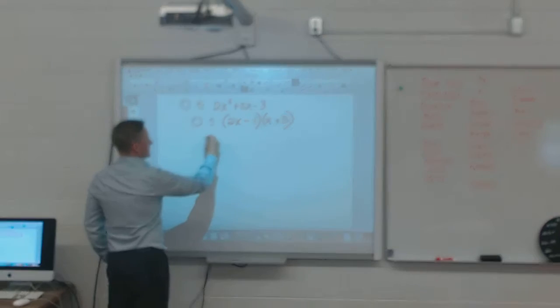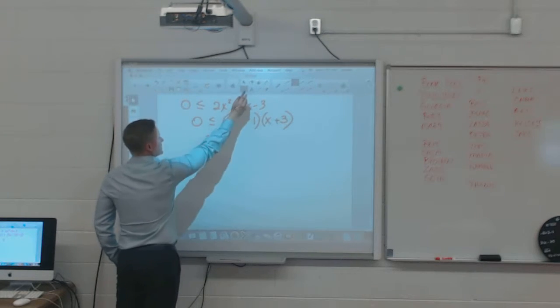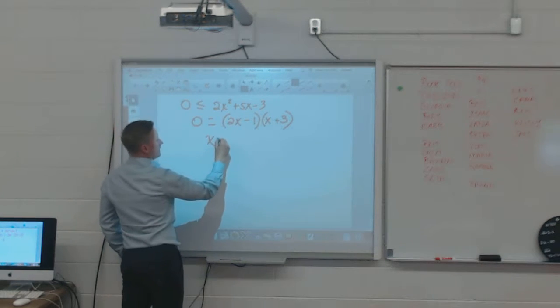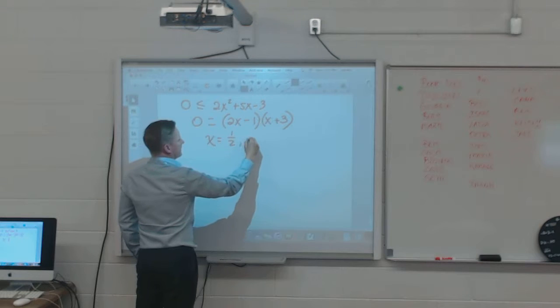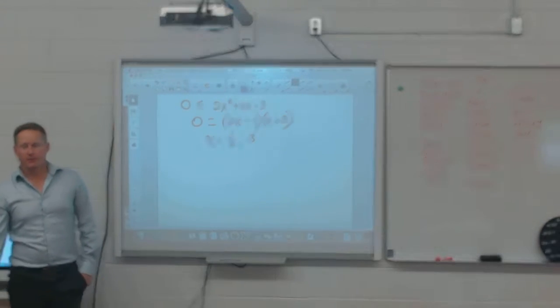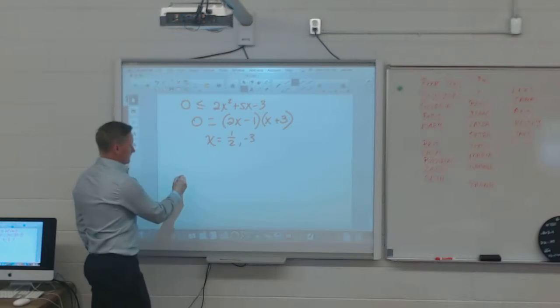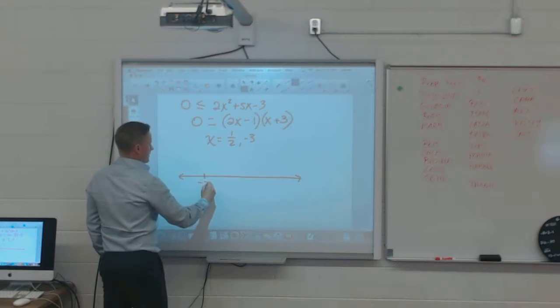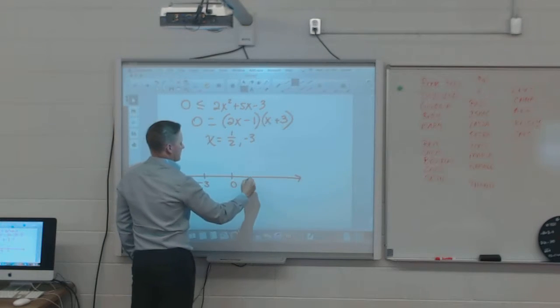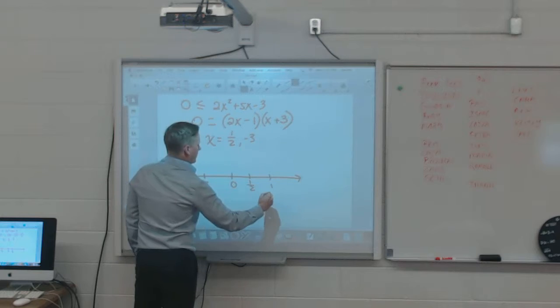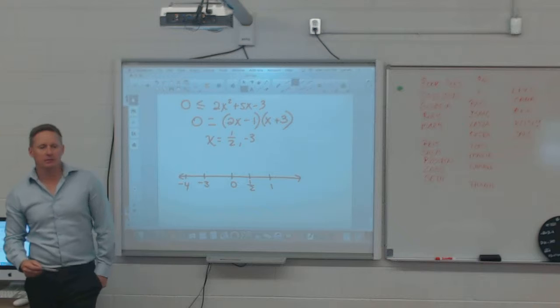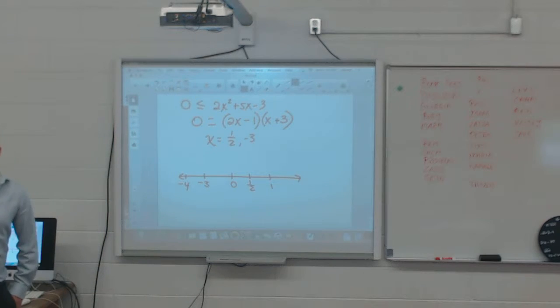Okay, so my x-intercepts then are, well, first thing I did was change the inequality to equals, and then I found it. So x is equal to 1/2 and -3. So then what I did is I took my number line. So I have -3 right here, 0, 1/2, 1, -4. And I substitute into my original equation to find out whether or not that's the area that I need to shade, which is a part of the answer.